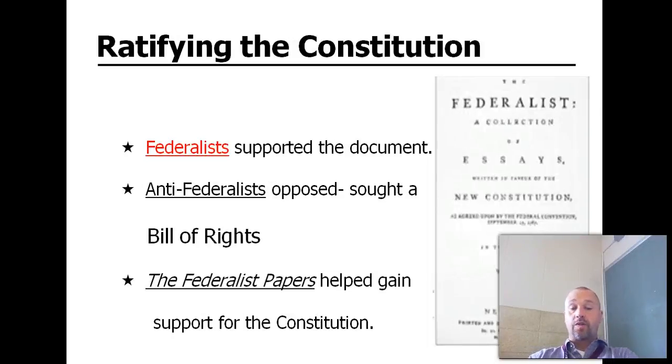Ratifying the Constitution was a tough task at hand. Federalists supported the Constitution, but there was a group of people who believed a Bill of Rights needed to be added to the Constitution, and these men were known as the Anti-Federalists. People like Thomas Jefferson and James Madison will become Anti-Federalists. They are going to be supportive of a Bill of Rights. And to help get the Constitution passed, the Federalist Papers were written and distributed throughout the nation. John Jay, Alexander Hamilton, and Madison are going to write 85 essays on the Constitution.